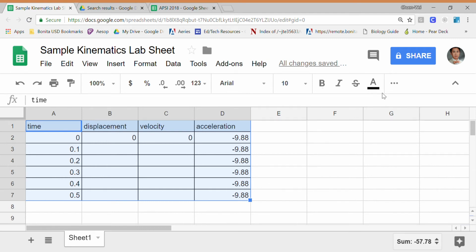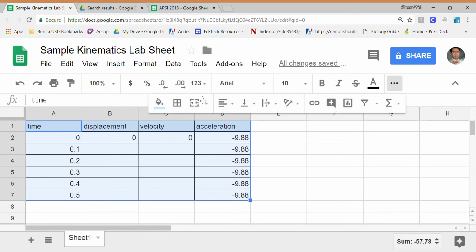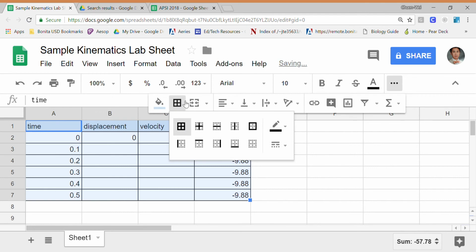If you don't know how to do that, all you got to do is go here, and then you just kind of add this little border, right? You could get rid of them all. They're gone. Here they are.